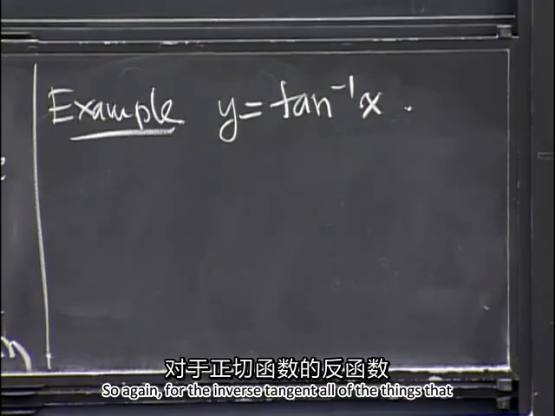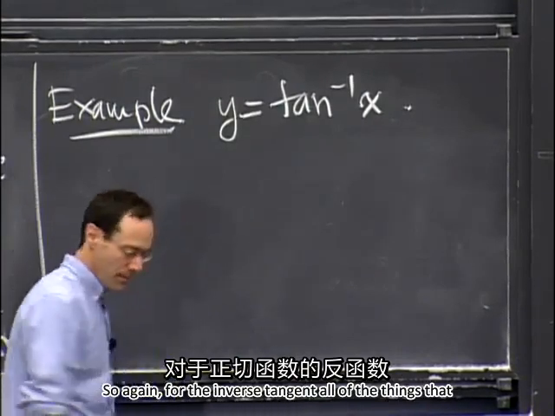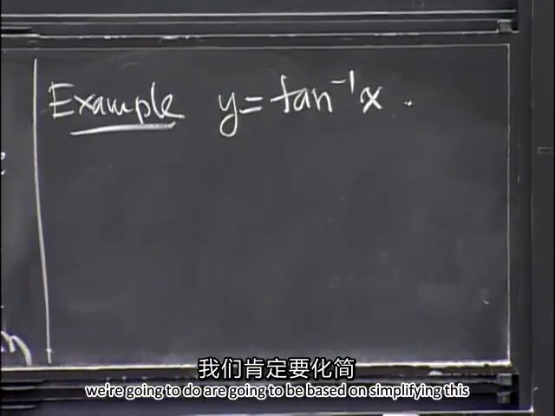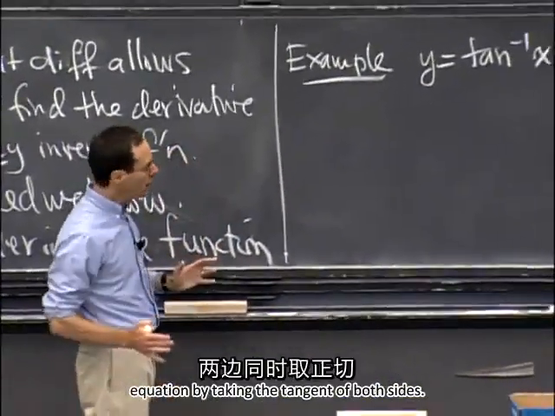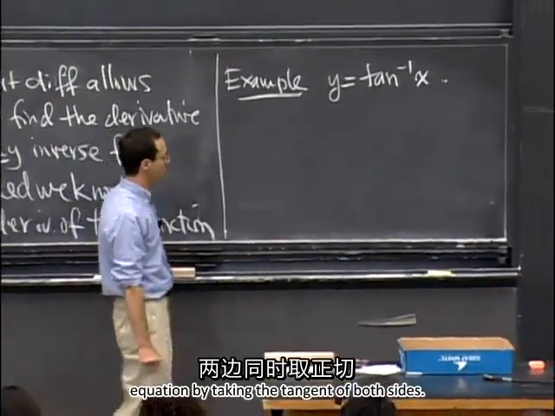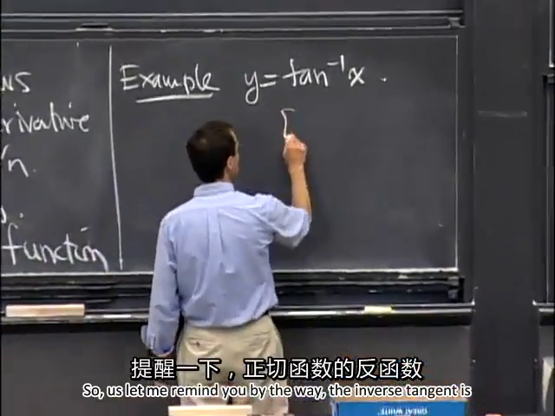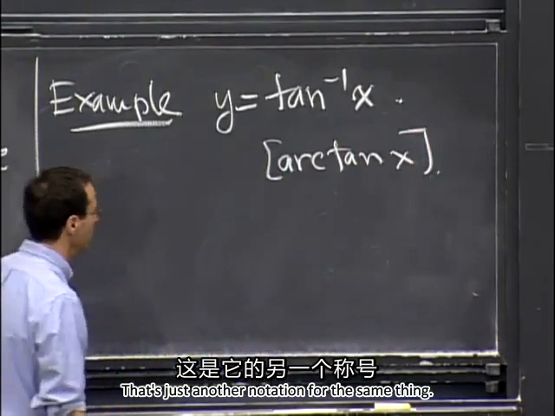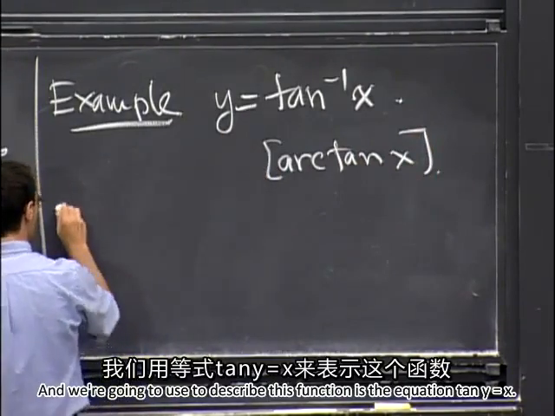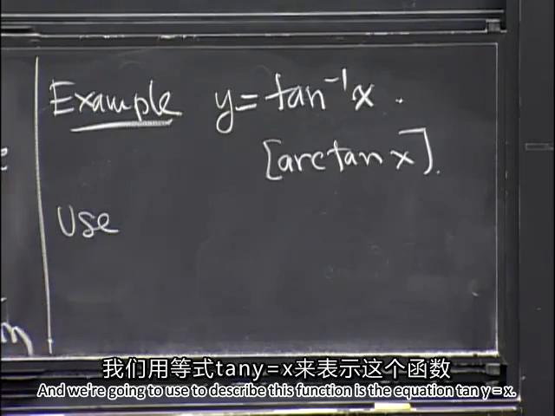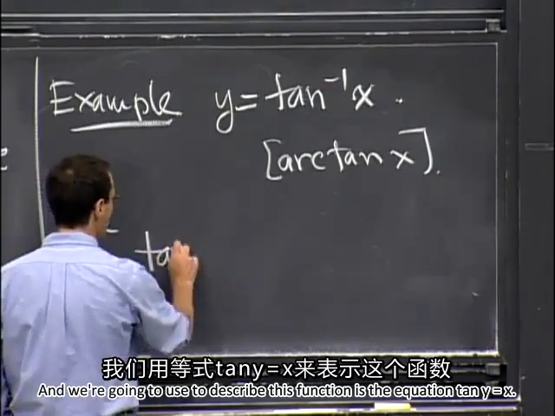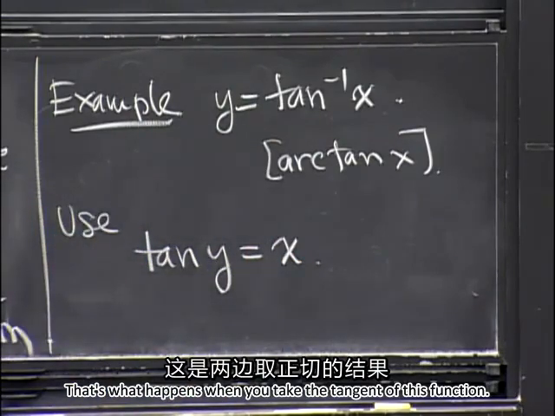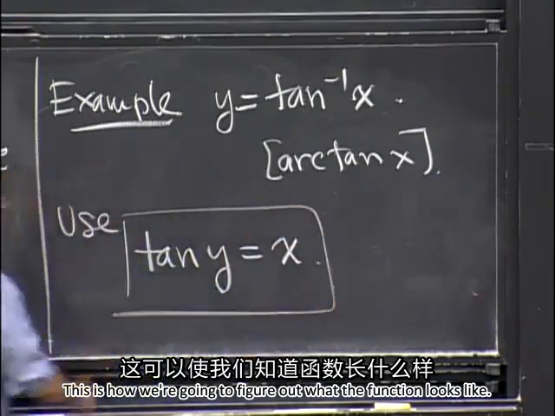So again, for the inverse tangent, all of the things that we're going to do are going to be based on simplifying this equation by taking the tangent of both sides. So let me remind you, by the way, the inverse tangent is what's also known as arctangent of x. That's just another notation for the same thing. And the way we're going to describe this function is the equation tan y is equal to x. That's what happens when you take the tangent of this function. So this is how we're going to figure out what the function looks like.